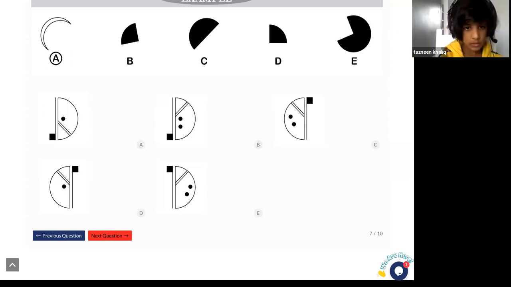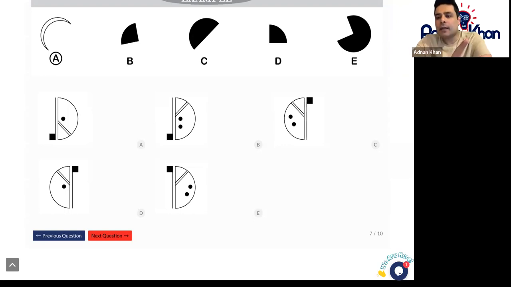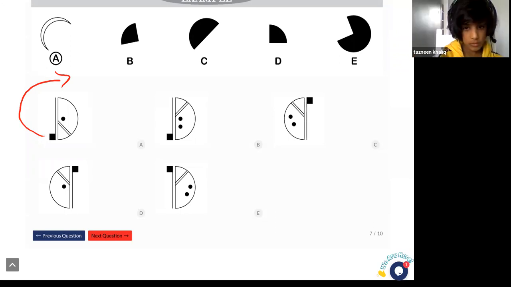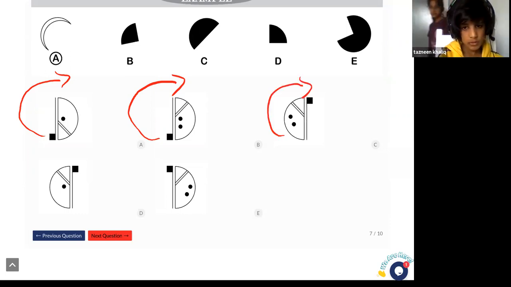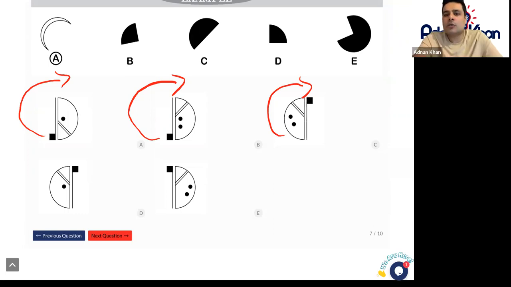D? Okay, if you look at A, let me just show you this. If you move this shape this way, which way is the black square going to be pointing? To the right or left? Right. Now this one's already pointing to the right, isn't it? Hold on one second, let me just finish, please. If you move this to the right, will the square be pointing to the right or left? Left.